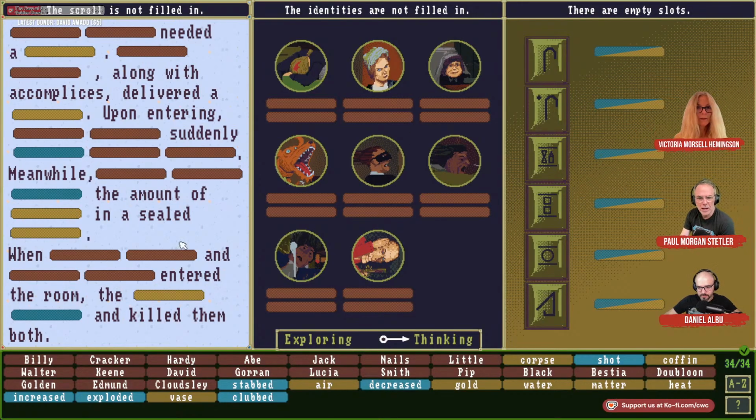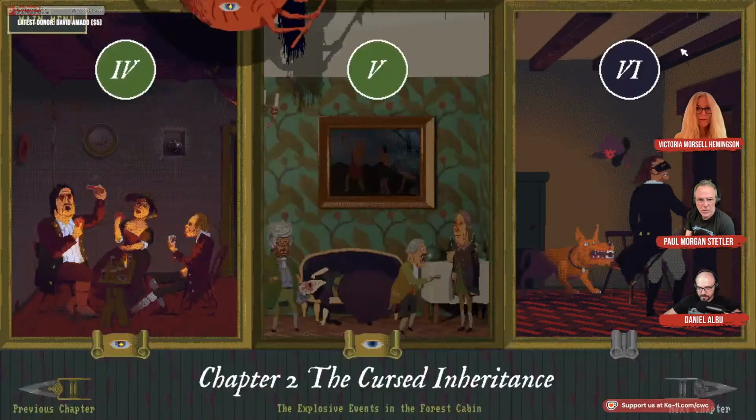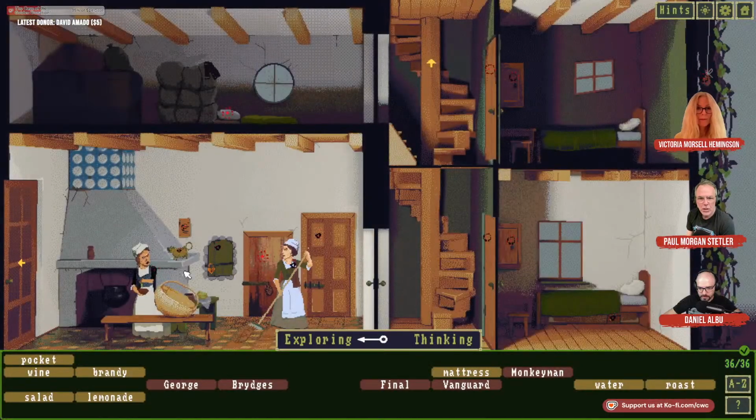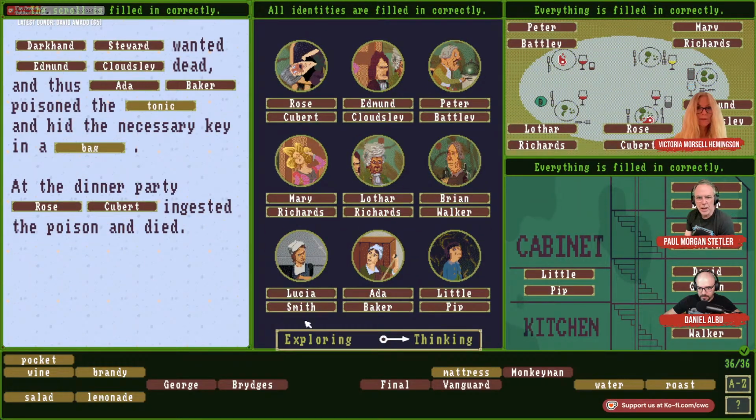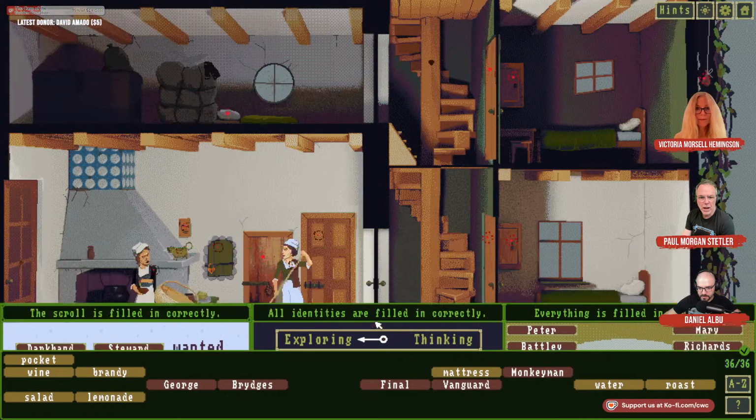So Edmund Cloudsley's down at the bottom. Wait, David Gorin is over here because we had not really seen him. Ada is at the top. Oh, is Ada not around? Where's Ada? Is that Lucia or Ada? I think that's Lucia. Is it Lucia? Let's see. Yeah. Oh, you're right. That's Lucia. Yeah. Lucia Smith. Yeah. Okay.